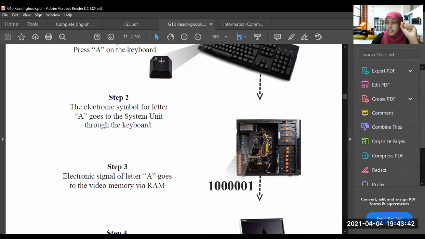So when we enter this letter A into the computer, first it goes to the system unit. Then the system unit converts this letter A into the binary language, or the computer language. Normally the computer language is explained in binary. We call it binary language. In binary language, we use two numbers, which are 0 and 1.